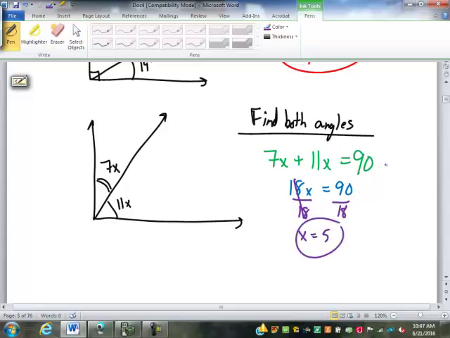Now again, we're not done. We still have to answer the question. We have to find each angle. This angle is 7x. So 7 times 5 is 35. That's 35 degrees. This angle is 11x. So 11 times 5 is 55. So that's 55 degrees. And again, we can double check. Do they add to 90? They sure do. So that is the correct answer.